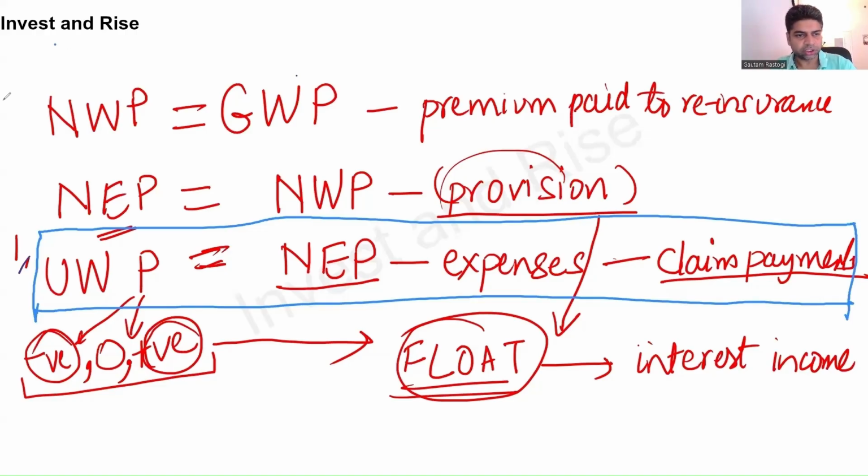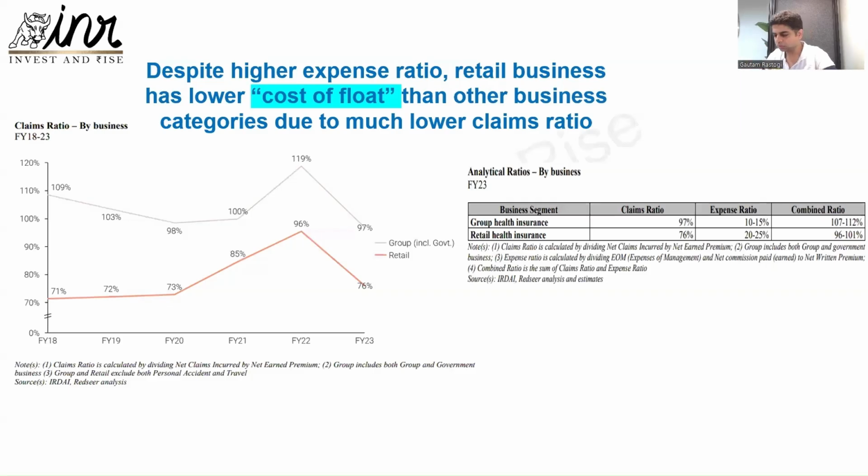So let me just change the color real quick. All right. So let's say the net earned premium is 100, the expenses are 30 rupees, and the claim payments are 65. So the underwriting profit or loss, the profit that you're left with in this case, is 5 rupees. Depending upon the expenses or claim payments, you may make an underwriting profit or loss. All right. Hopefully that detour was helpful. Now let's come back to this slide.